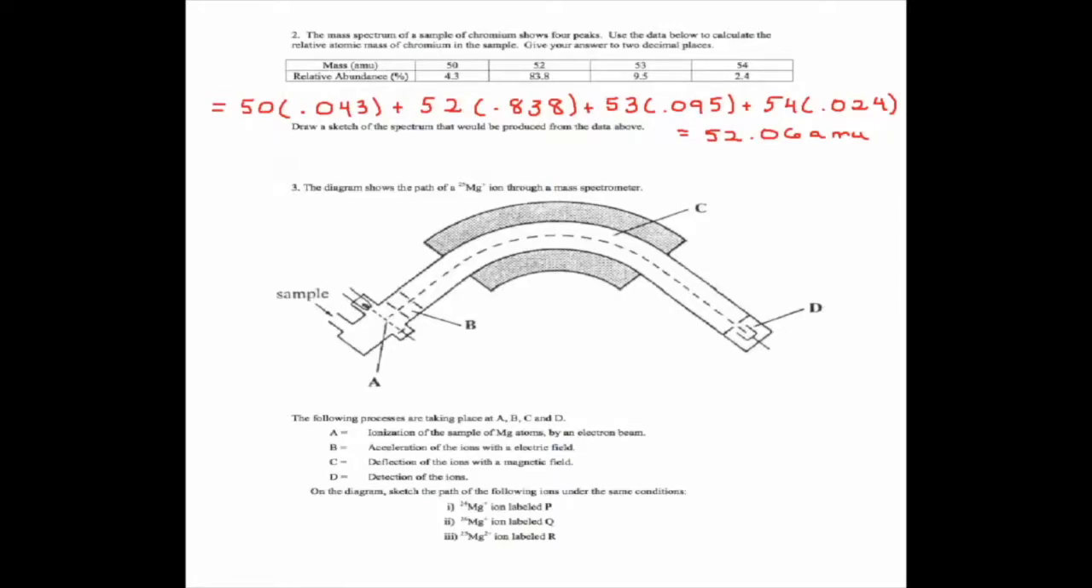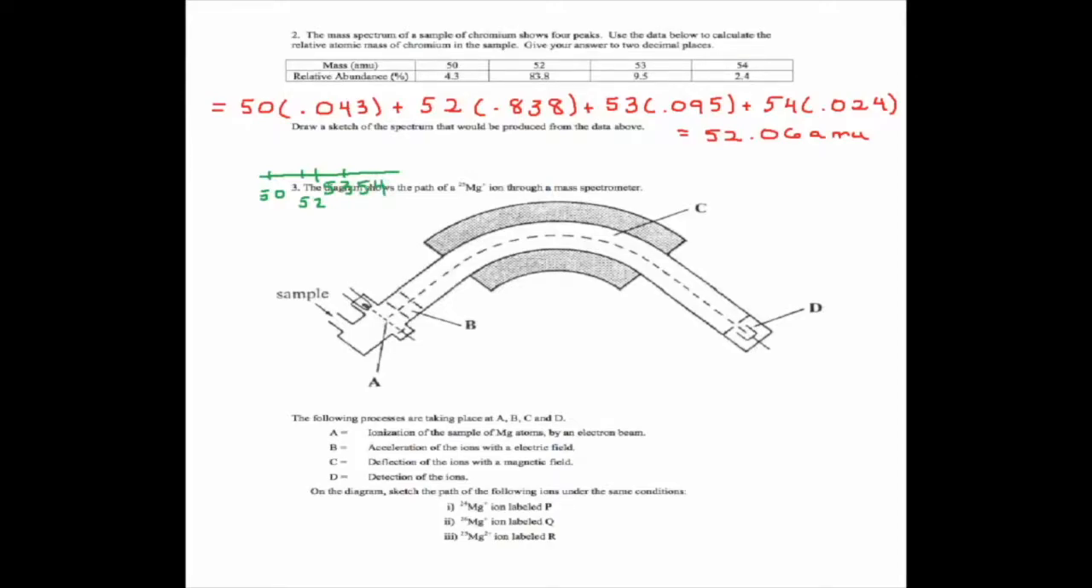Now, for new information, it asks me to sketch the spectrum that would be produced by this data. And so what I'm going to do is put atomic masses. So I've got 50 here. Okay. I've got, let's say, for example, 52 right here. I've got 53. And then I've got 54.